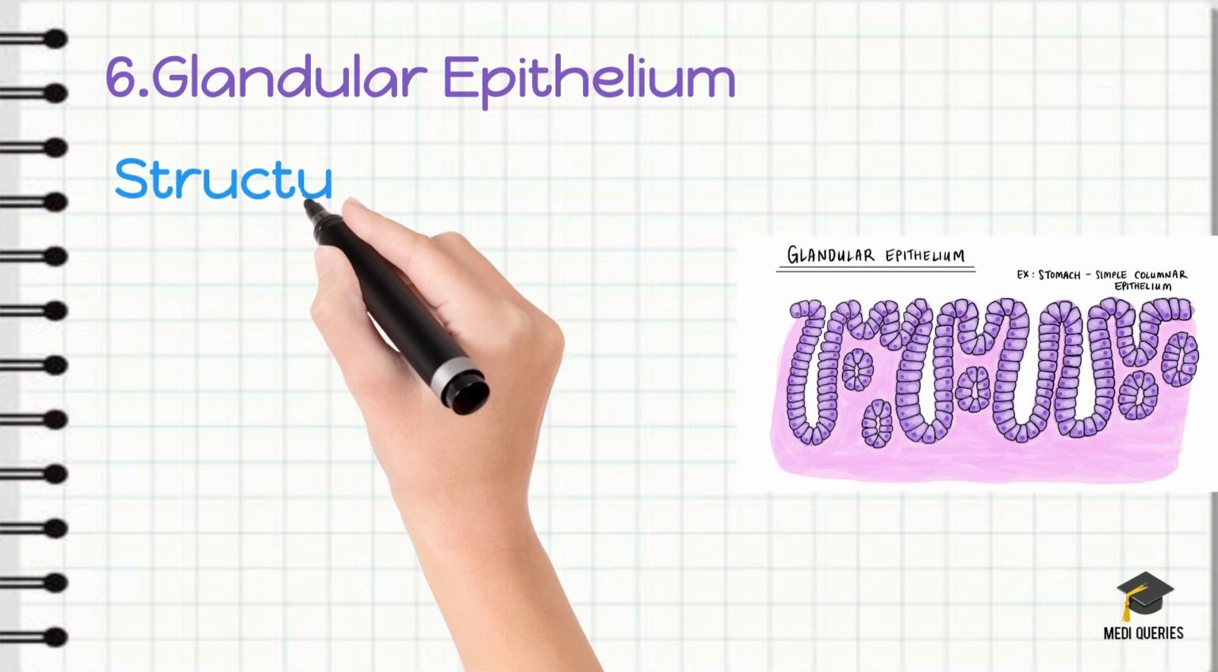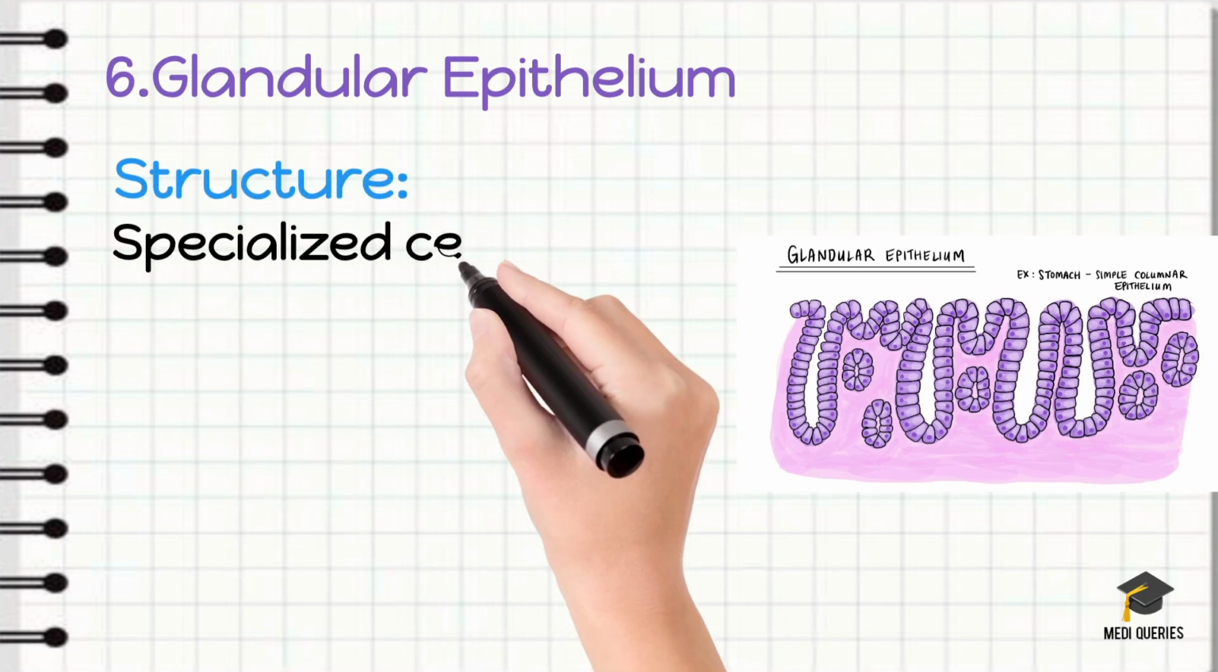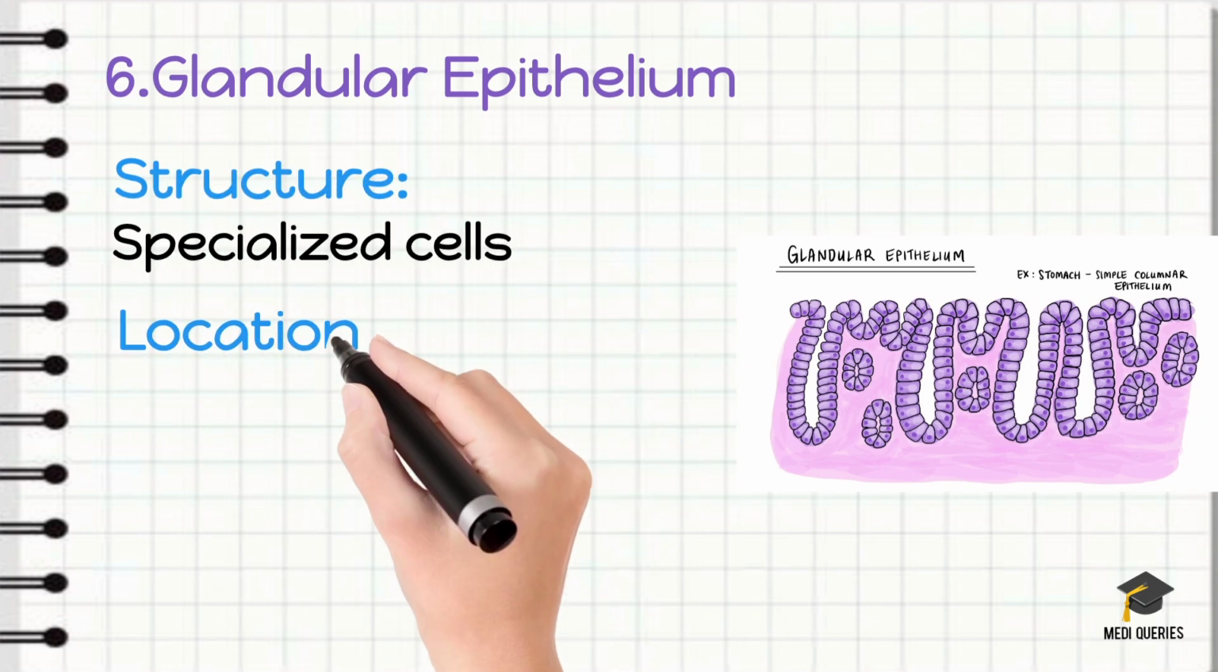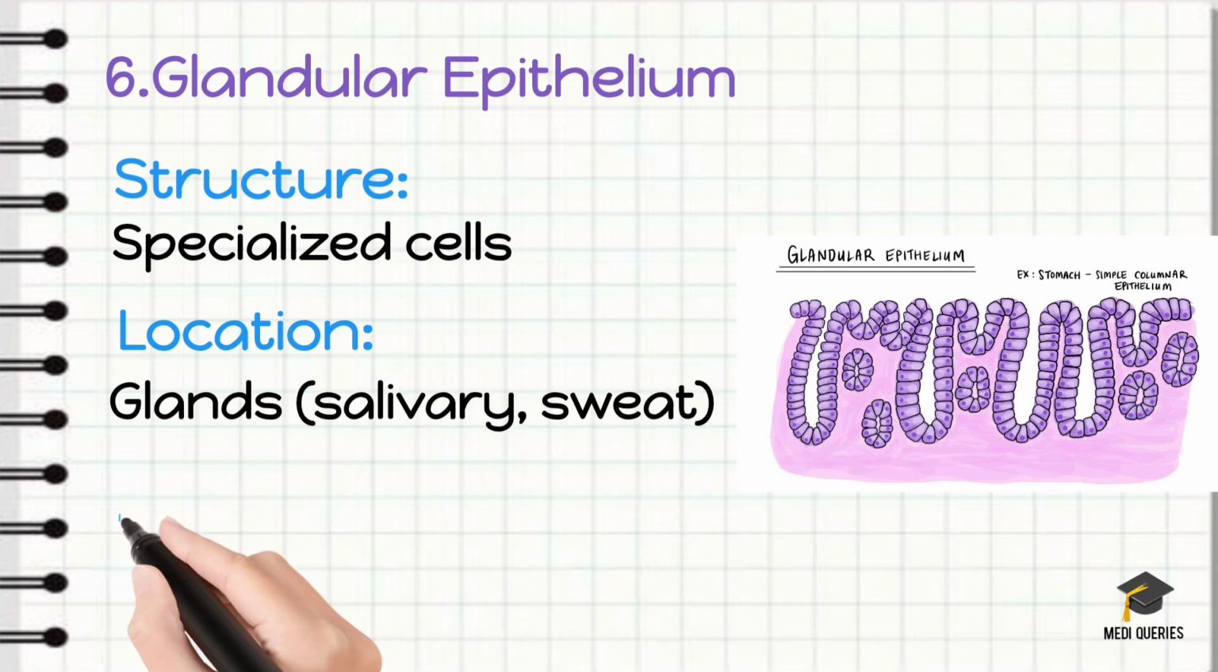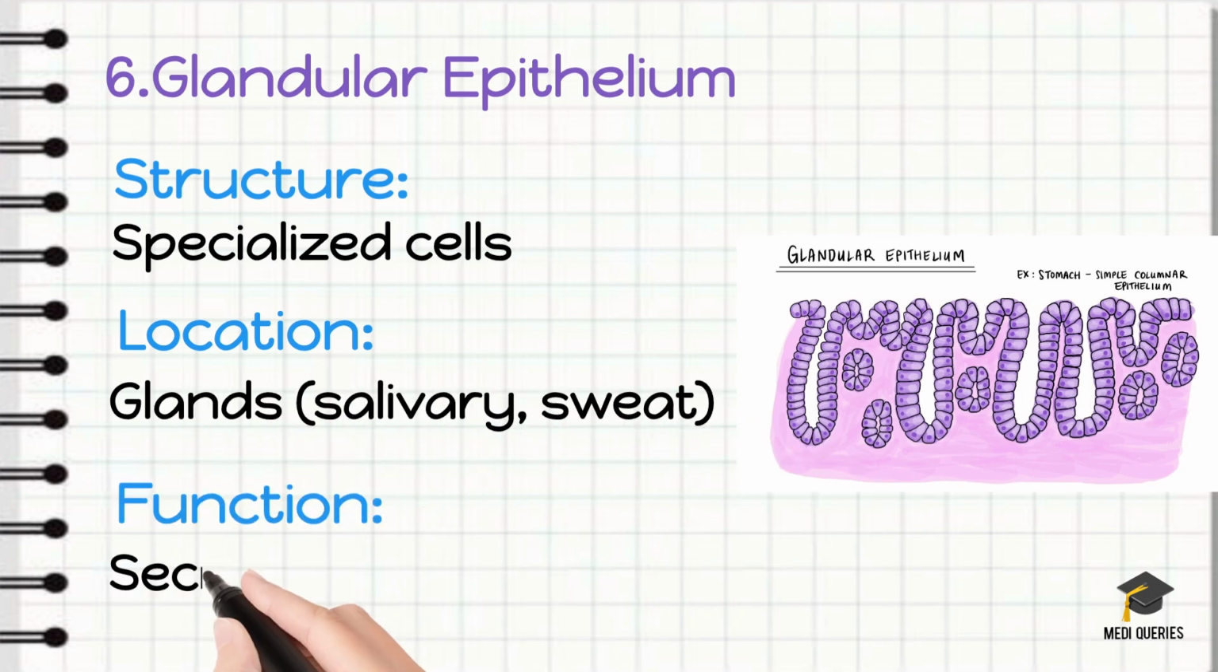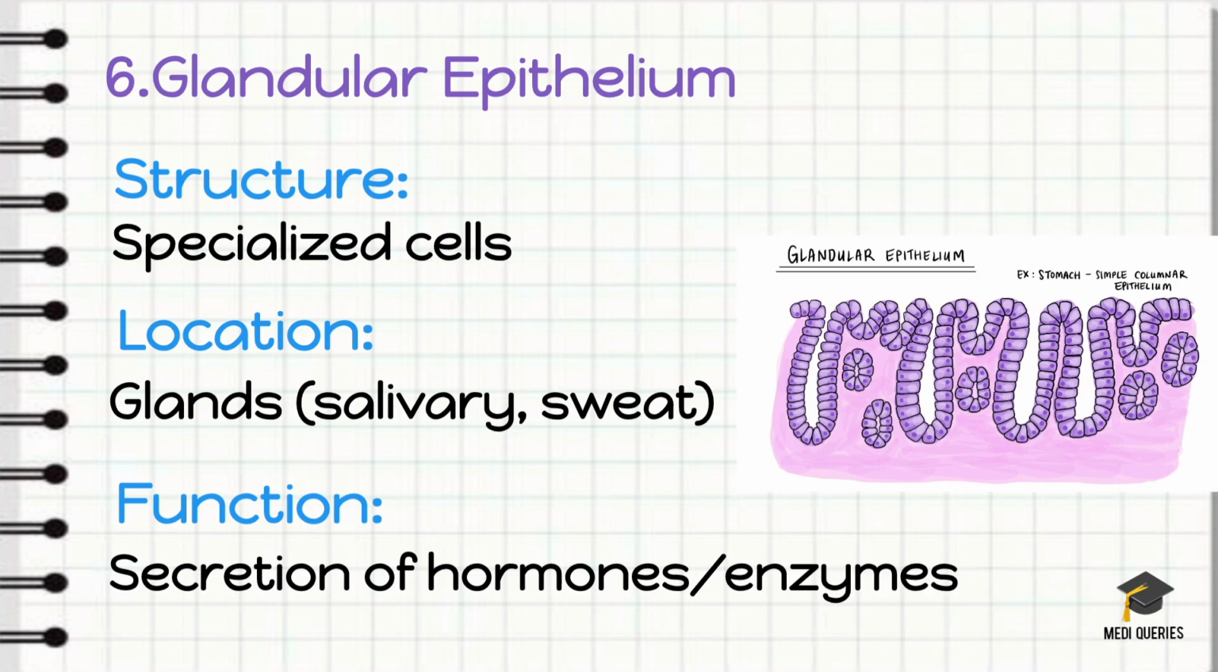And coming to the glandular epithelial tissue, it has specialized cells which are mainly located in the salivary and the sweat glands. As a result, it is mainly used for the secretion of hormones and some enzymes which are helpful for digestion.